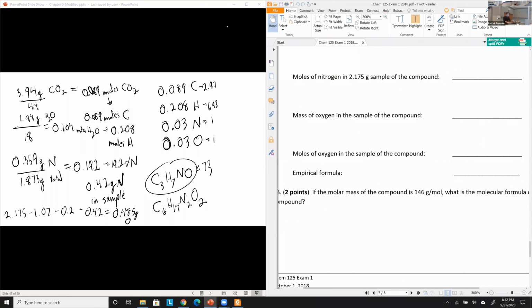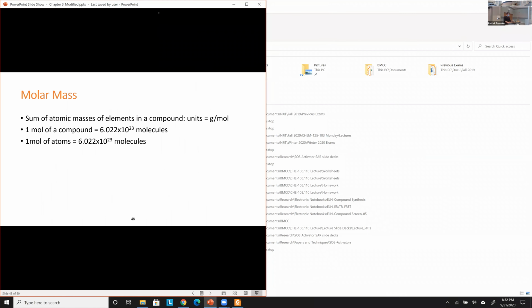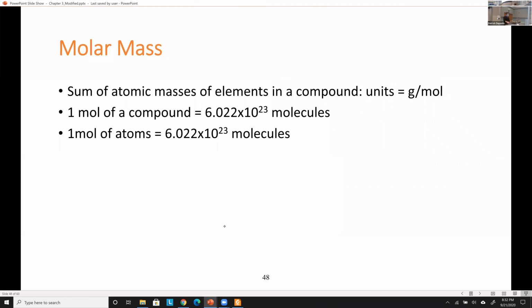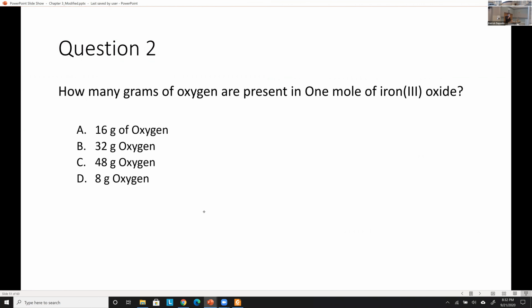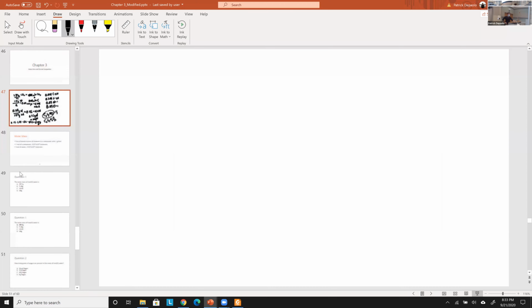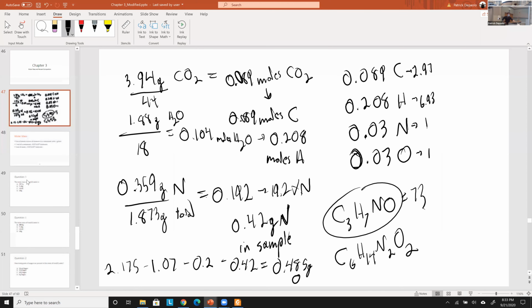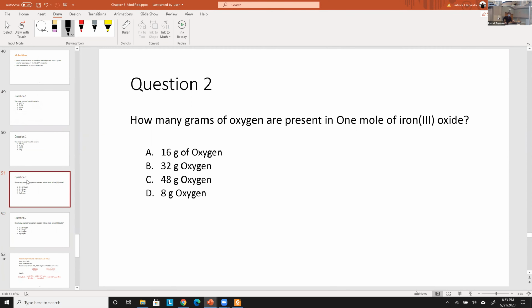Okay, so, all right, molar masses, we know how to do that already. So now something that we're going to learn is mass percent, which we basically know how to do already. But if you were to figure out how many grams of oxygen are present in 1 mole of iron 3 oxide, how would we do that?